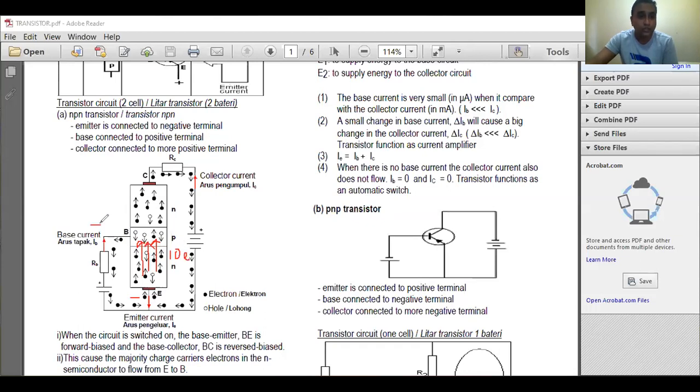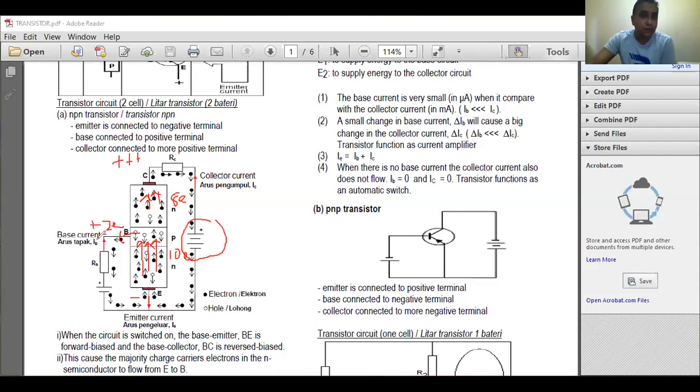Now we know the base is positive and the collector is more positive. There's a reason why the collector is more positive: out of 10 electrons, maybe 2 electrons will go to base and 8 electrons will go to collector. Why? Because the collector is more positive compared to base, represented by more batteries. That means less electrons go to base, more electrons go to collector.